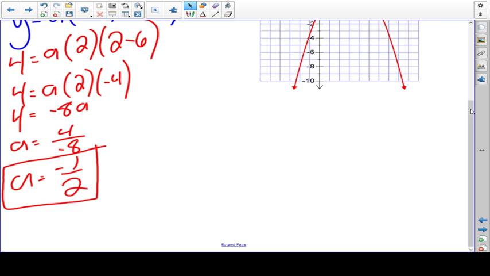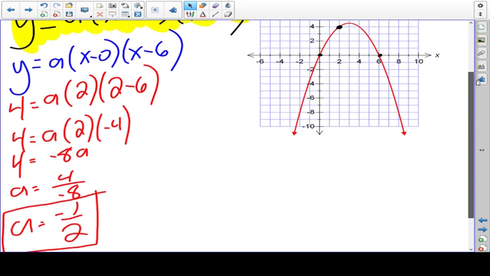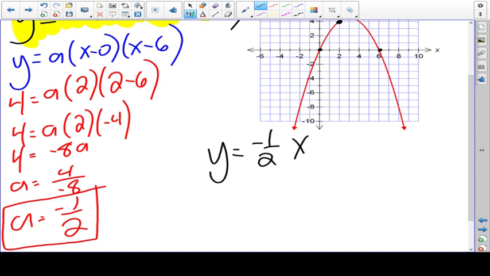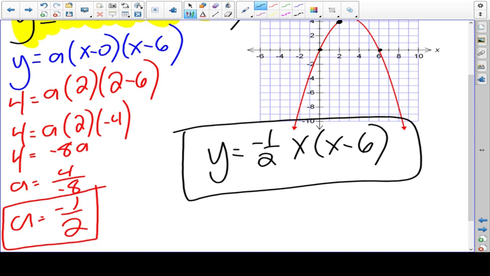So right here in blue, we said this is what the equation is. y equals a times x minus 0 times x minus 6. Now I can take my a value of negative 1/2 and plunk it in there. So that gives me y equals negative 1/2 x. I don't have to put x minus 0 because x minus 0 is just x, times x minus 6. This is in factored form, and that's the equation of the parabola that's graphed above.